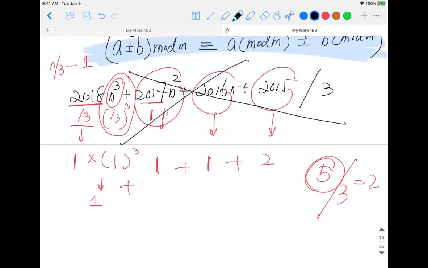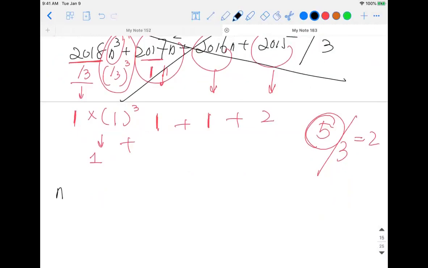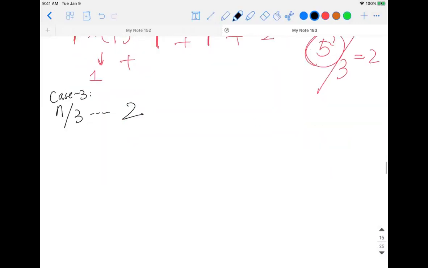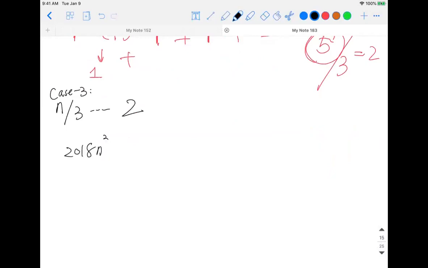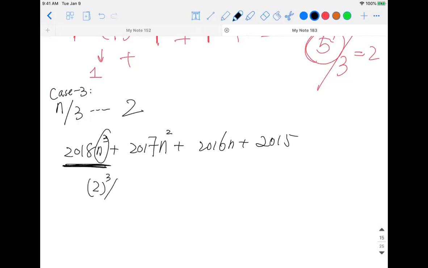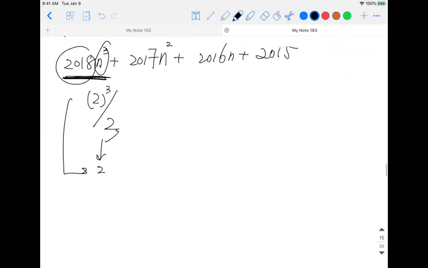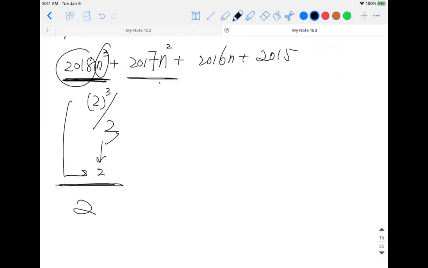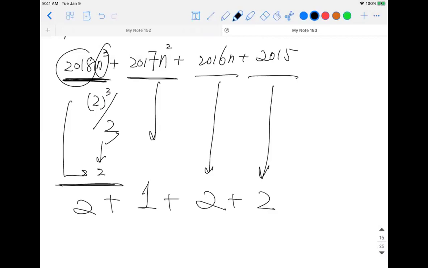Our current lecture focuses on the casework. Last part, case number 3 is what? N divided by 3, the remainder is 2. So 2016 n cubed and 3. You really want to check one by one. So this is n cubed, so it's going to be 2 cubed, which is 8. 8 divided by 3, the remainder is 2, right? So we want to figure out this and this. This has remainder 2, this has remainder 1, this is 2, this is 2. Adding them together, the remainder will actually be 1.